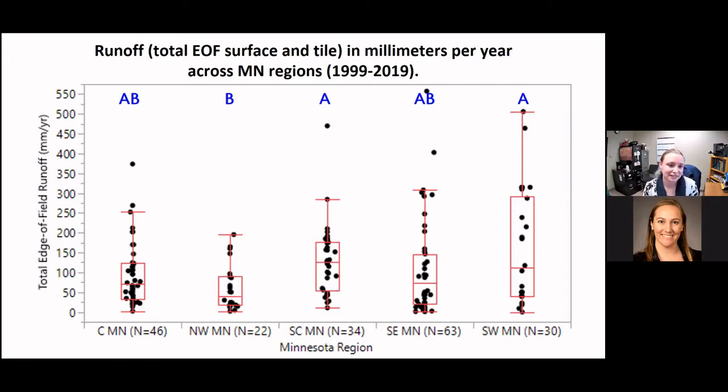And then South Central Minnesota as well. That one is also an A, so it's like Southwest Minnesota in terms of how different it is from the other regions. Central Minnesota and Southeast Minnesota, when they have both letters, that means that they're kind of intermediate, or they have characteristics of the other regions, but they're not statistically significantly different enough from the other regions. But we do see that the northern part of Minnesota and these 2 southern parts of Minnesota are showing up as different in this runoff variable, for example.